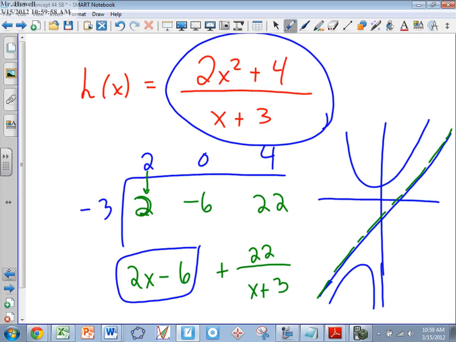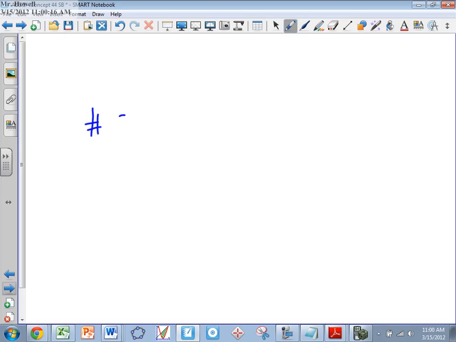For concept 44, I would like you guys to do, you did 1 and 6 the other day, work on 2, 3, and 5. Don't do 4. Okay, please write that down. Just do 2, 3, and 5. You already did 1 and 6. If you didn't do them, go ahead and do them over the weekend also. But you don't need to do number 4 for this one.